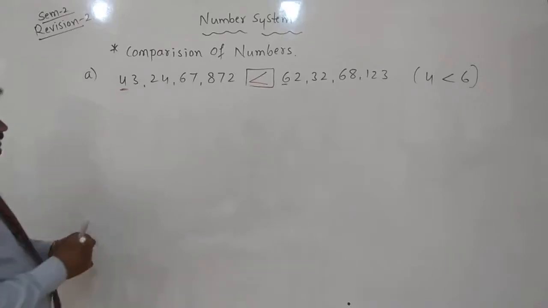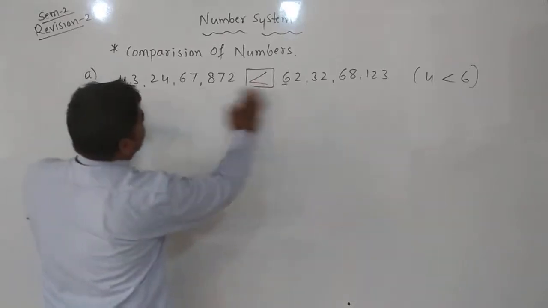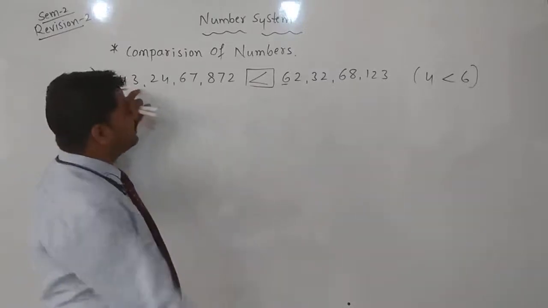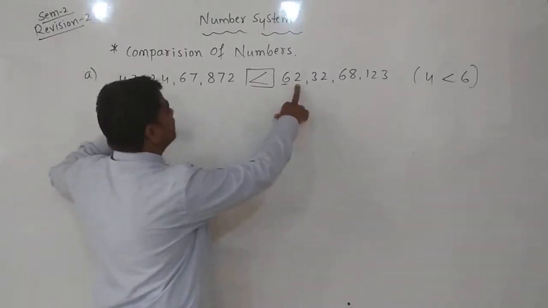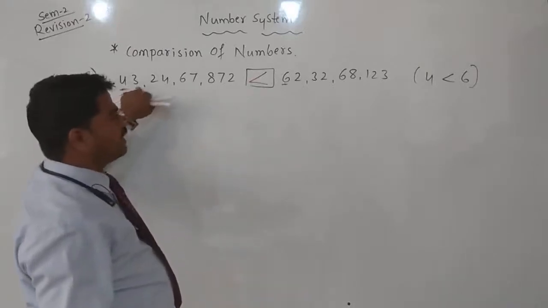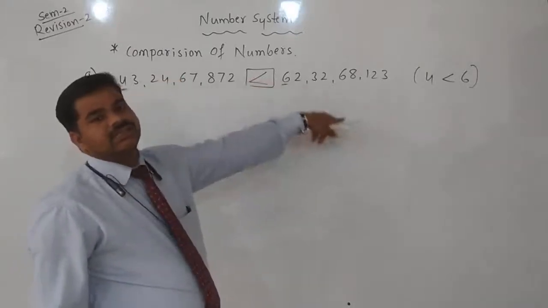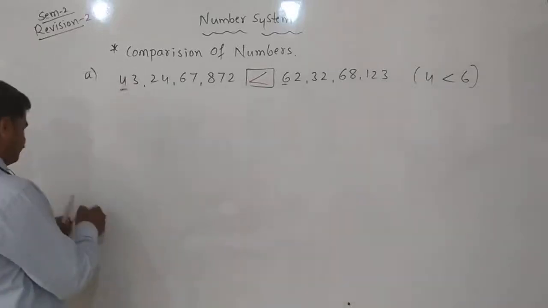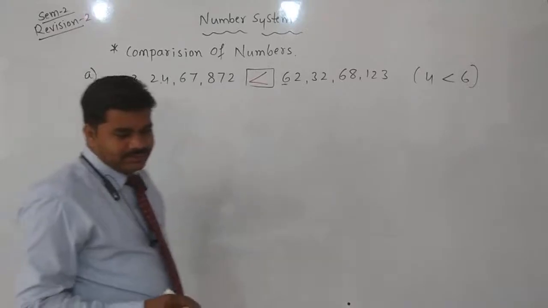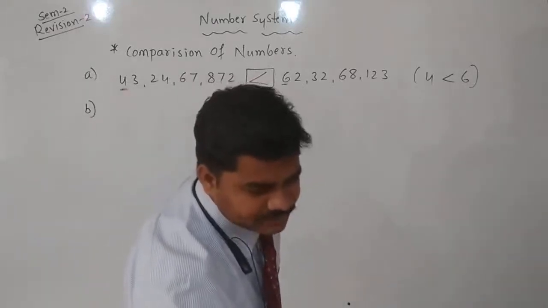Simple, no? If here 10 crore place both are same, we can go with the next digit, 3 and 2. If there is a difference, 3 is bigger. If it is 6, then we can write it is greater than this number. Now, one more. Yes, very simple is comparison.